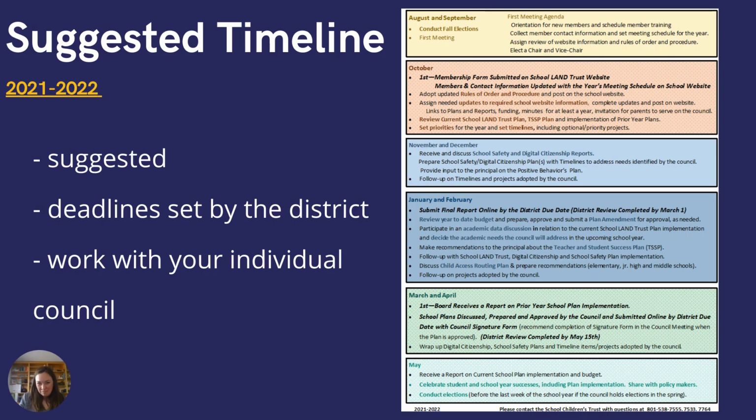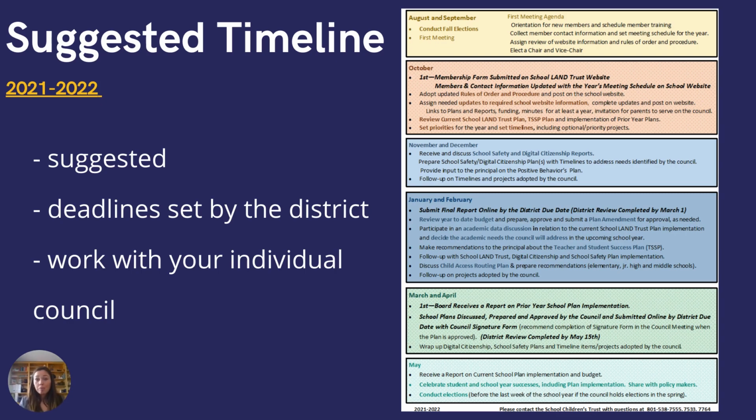Now, how does all this happen? We have sent to your schools some suggested timelines. Of course, your actual timelines will be set by your council and your district to meet their needs. But this is an approximation of what kinds of things you could be talking about at each meeting throughout your year.